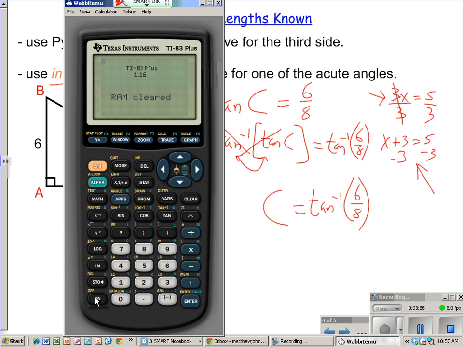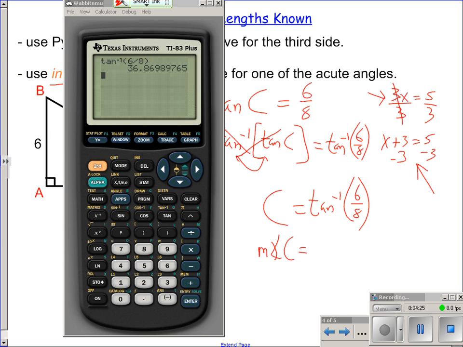So, to solve for angle C here, just like always, anytime you're dealing with the trig functions, we're going to go to degrees in the mode. Then, if you hit the secondary button and the tangent button, you'll see it says tangent -1. That's the inverse tangent function. Type in your ratio, 6 divided by 8. Close that parenthesis, hit enter. The measure of angle C is 36.87 degrees, to the nearest hundredth. There's angle C.